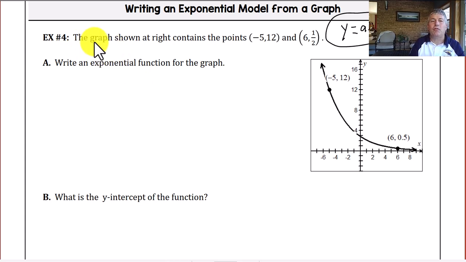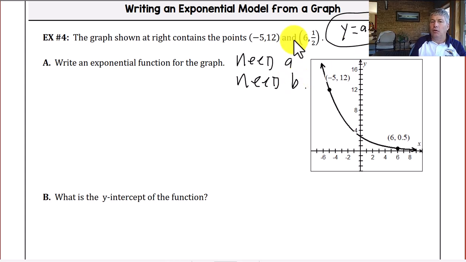And here in example 4, we have a graph shown at right with a couple of points, -5, 12, and 6, 1/2 labeled. And we want to write an exponential model for the graph. So we're going to use our model y equals a times b raised to the x. In order to find our model, we actually need a and b. The good news is we have 2 x's and 2 y's, so we're going to set up a system of equations in 2 variables using our x's and y's.